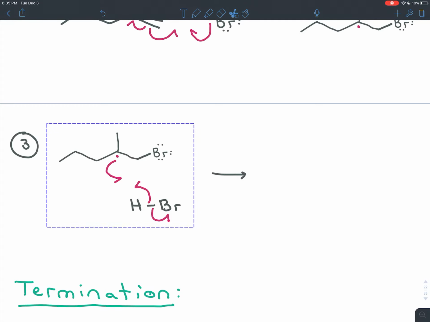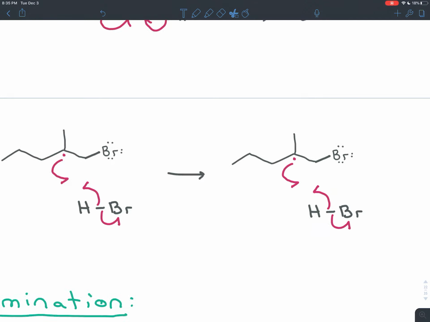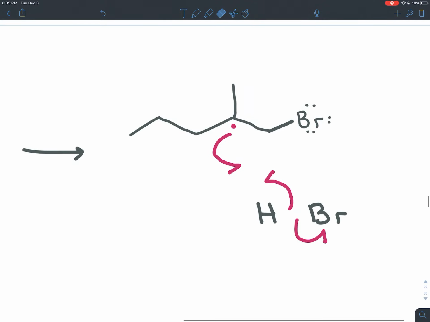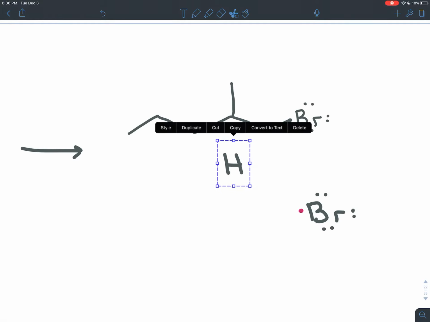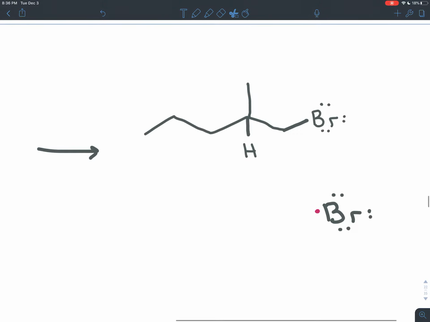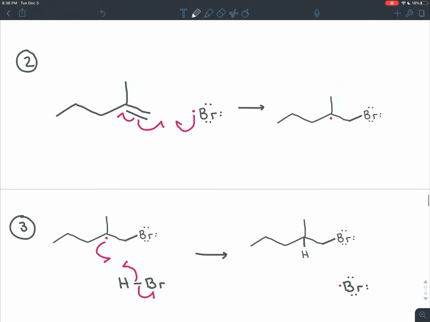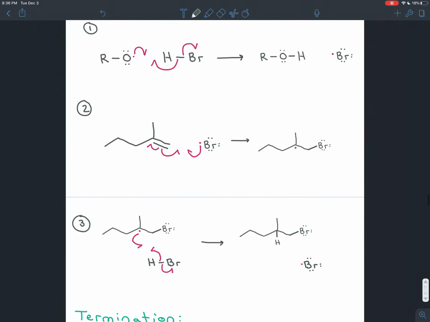And what you end up with is this bond breaking, one of the electrons going onto the bromine. That bromine also has 3 lone pairs. And the other electron going to form a bond between the hydrogen and the carbon. So you can see at this point, the carbon chain is done reacting.